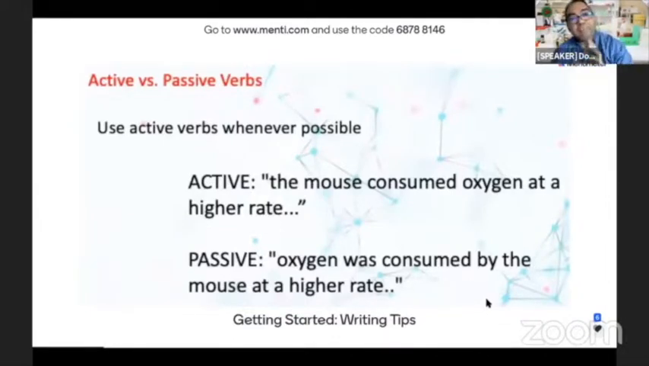Kaya nga active pa rate. The mouse consumed oxygen at a higher rate. Rather than yung passive, oxygen was consumed. Lalabas, anong mas mahalaga? Yung oxygen. Di ba? Kaya use the active sense. Okay?